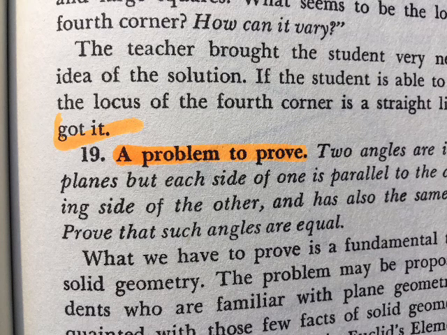A problem to prove. Two angles are in different planes, but each side of one is parallel to the corresponding side of the other and has also the same direction. Prove that such angles are equal. What we have to prove is a fundamental theorem of solid geometry.